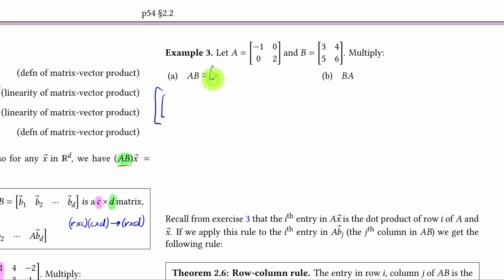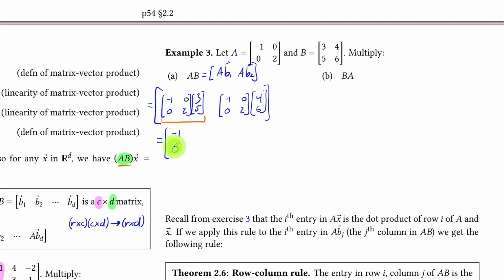So we know the definition says we're doing A times the first column of B and A times the second column of B to get these two columns of AB. We can write that out like so. Now, each of these results is going to be a linear combination of the columns of A using the entries in the column of B as weights, like so. So negative 1, 0 gets multiplied by 3, and we add that result to the second column 0, 2, that's getting multiplied by 5.